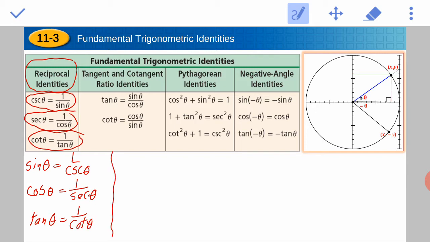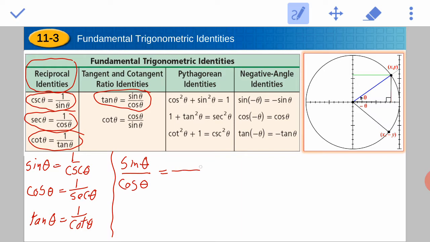The second group of the fundamental trigonometric identities is called tangent and cotangent ratio identities. Tangent theta is equal to sine over cosine. How can we prove this identity? Based on the definition of the sine and the cosine, I start with the right hand side, sine theta over cosine theta.